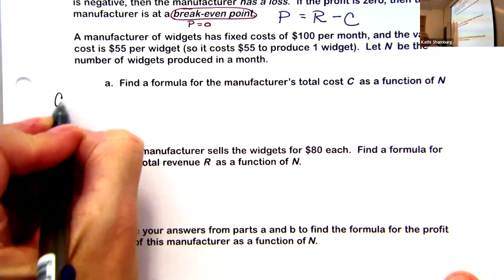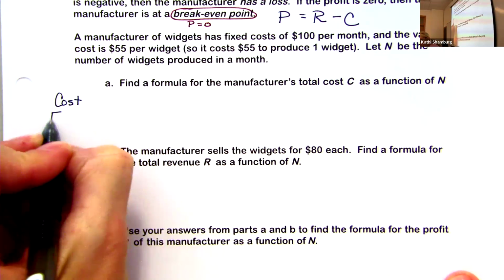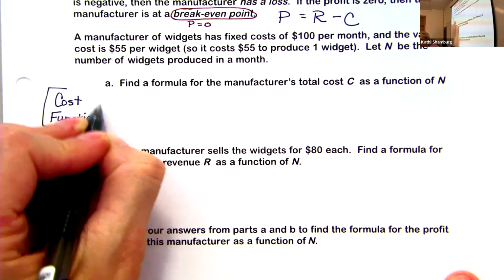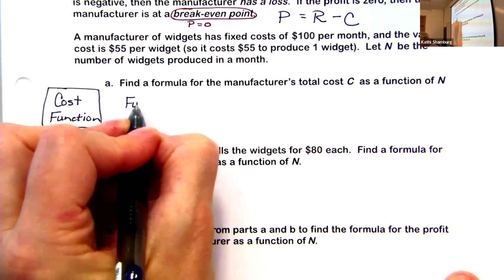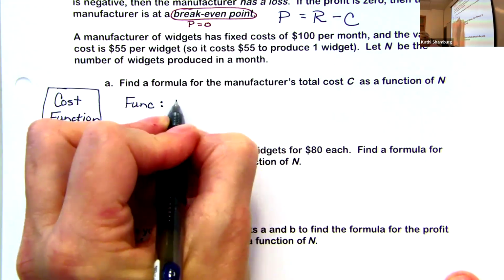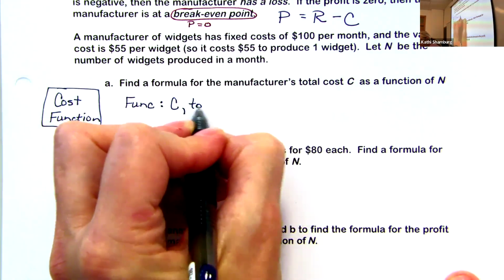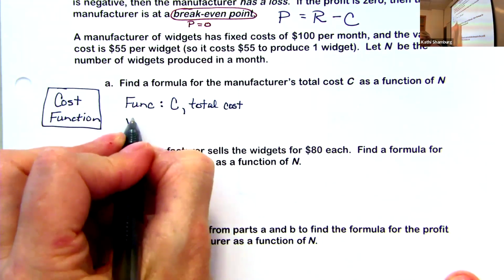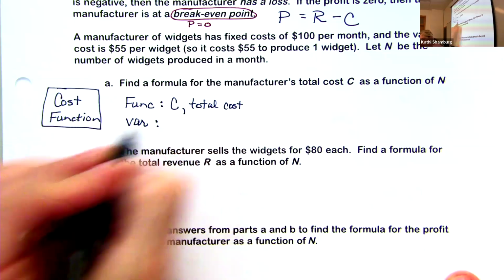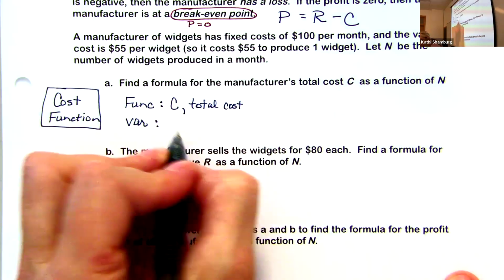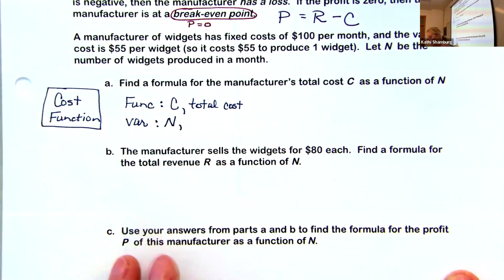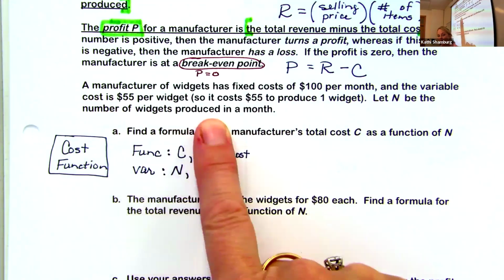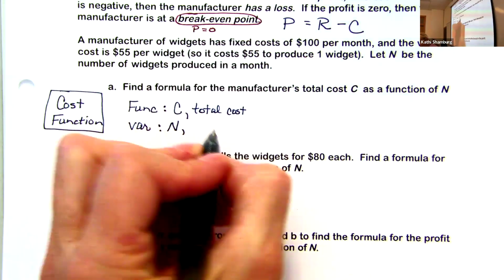All right, so we're going to look at and write our cost function. And they told us to call that what? C. So I'm going to write function C, that's your total cost. And they told us that we are going to call the variable what? N. And N is, let N be the number of widgets produced in a month. So I'm going to put number of widgets.